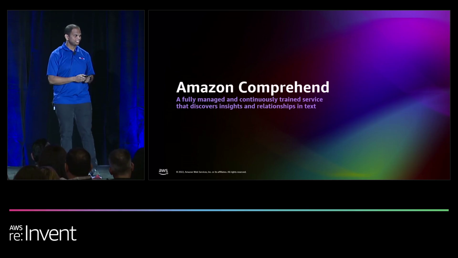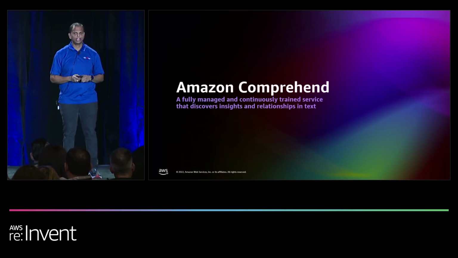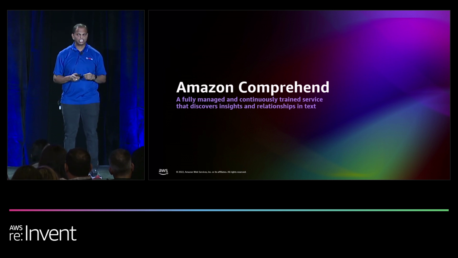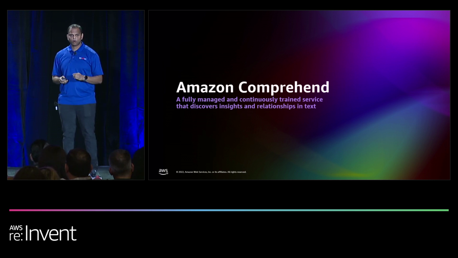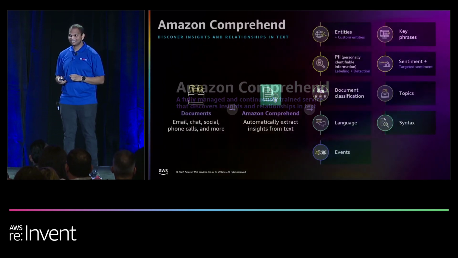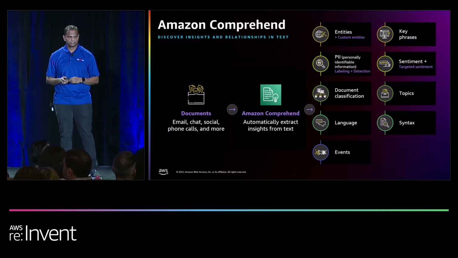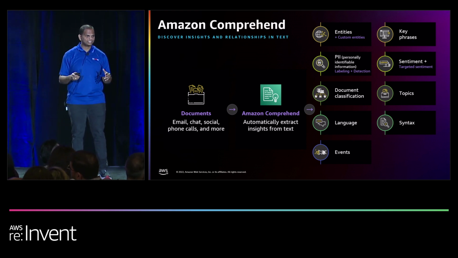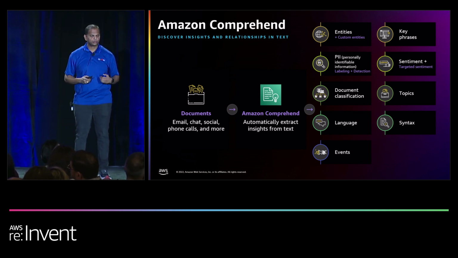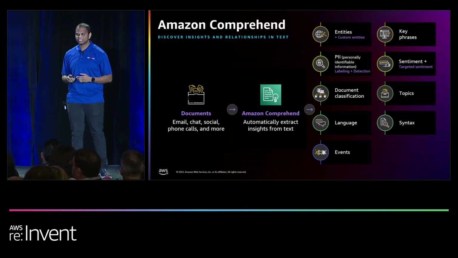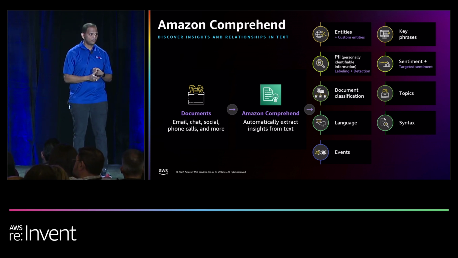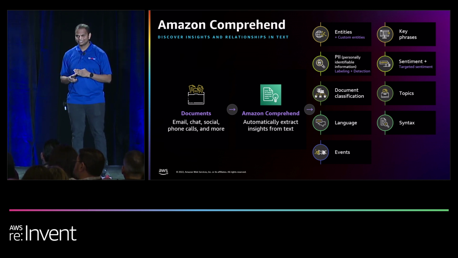Cool. So the first AI service that we are going to look into today is Amazon Comprehend. It's a fully managed and continuously trained AI service that discovers insights and relationships in text. And it provides the pre-trained models that developers can use to extract insights from the text. So when you collect all this text that you need to analyze and put it through Comprehend, it is able to extract the entities such as event, brand, people, place.